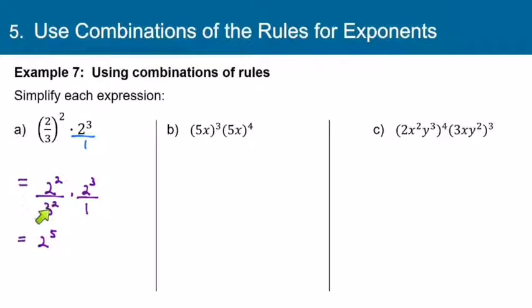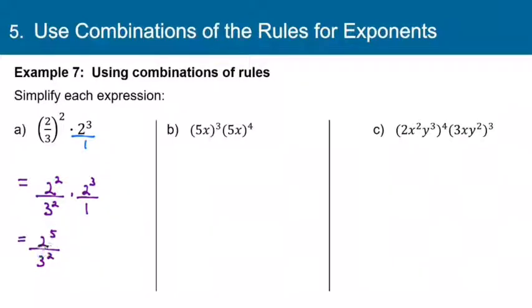And then in the denominator, 3 squared times 1 is still just 3 squared. Now both of these bases are fairly small, so it's not going to be difficult for us to go ahead and work this out. 2 to the fifth would be 2 times 2 times 2 times 2 times 2. You can tell up here that basically 2 to the fifth is 2 squared, which is 4, times 2 to the third, which is 8. And you know 4 times 8 is 32.